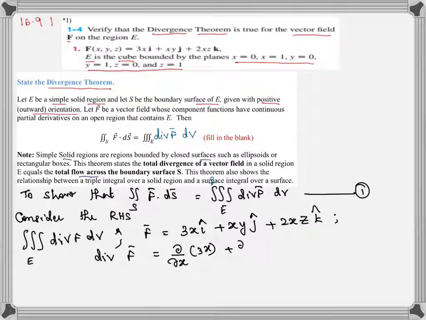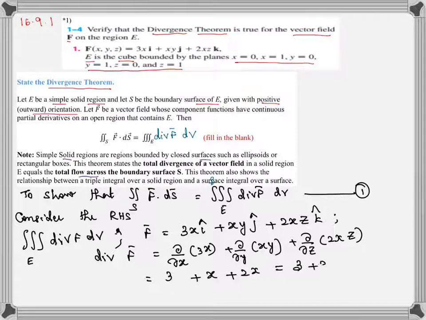So div F is the partial derivative with respect to x of 3x, plus the partial derivative with respect to y of xy, plus the partial derivative with respect to z of 2xz. This gives 3 plus x plus 2x, which is equal to 3 plus 3x. We'll call it step number 2.